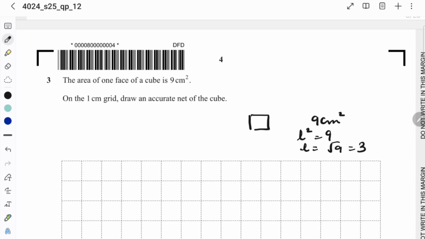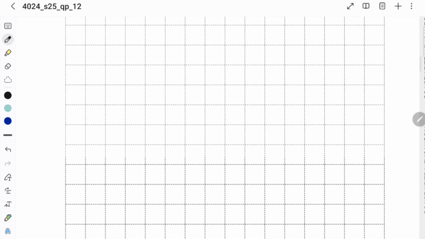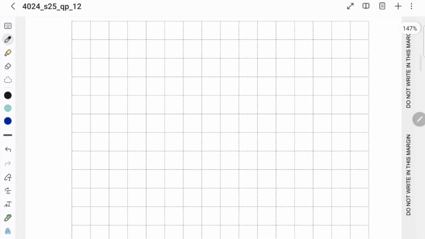There are several ways to draw a net of a cube. One of the possibilities I'm drawing here: the net consists of 6 squares, each representing a face of the cube with side length of 3 centimeters. So let's begin. I'm going to make the 6 faces for making a net of a cube. Just take a ruler and draw it neatly.